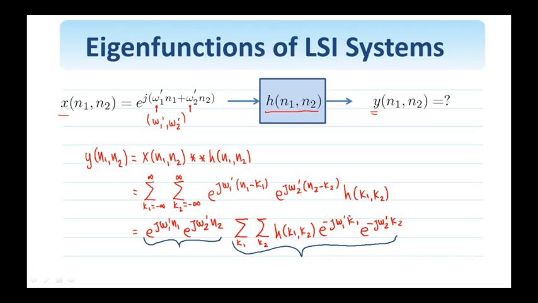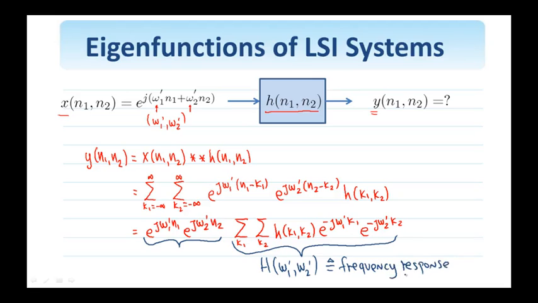So if the magnitude of this term here is equal to 1, then the sinusoidal, the complex exponential, goes through the system unchanged, while on the other hand, if the magnitude is equal to 0, the complex exponential is rejected by the system. So therefore, this is the response of the LSI system with impulse response h n1, n2 at these frequencies omega 1 prime, omega 2 prime, all denoted by capital H, omega 1 prime, omega 2 prime, and this is the frequency response of the system.